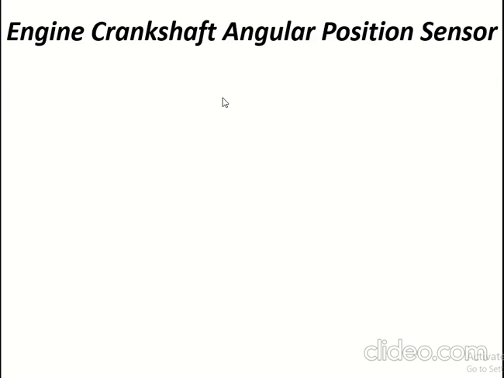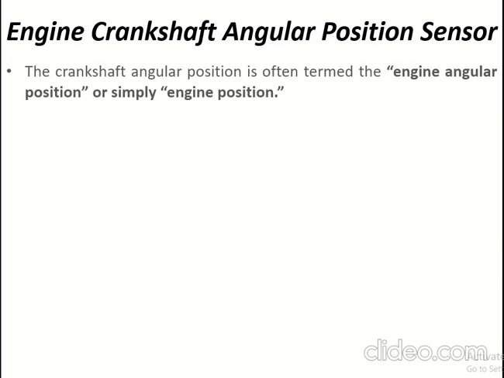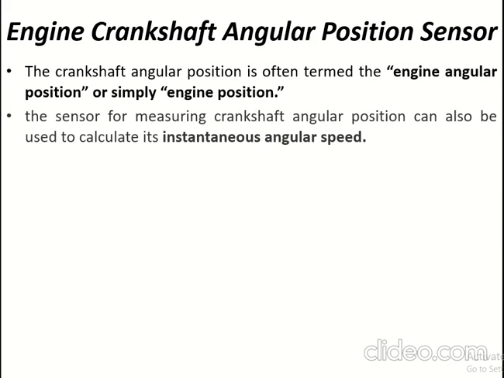So in today's lecture, we will discuss the engine crankshaft angular position. The crankshaft angular position is often termed the engine angular position or simply the engine position. The sensor for measuring crankshaft angular position can also be used to calculate the instantaneous angular speed. As we know that angular speed is the rate of change of the angular position, so simultaneously any parameter can be calculated with the help of this sensor.